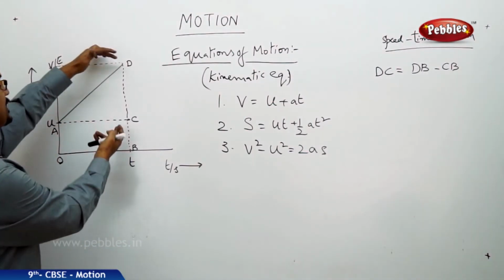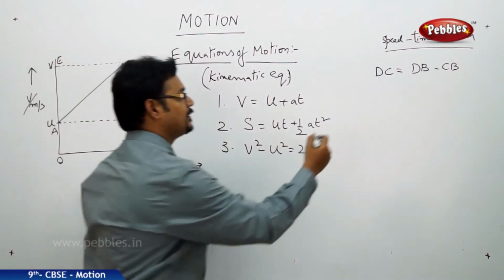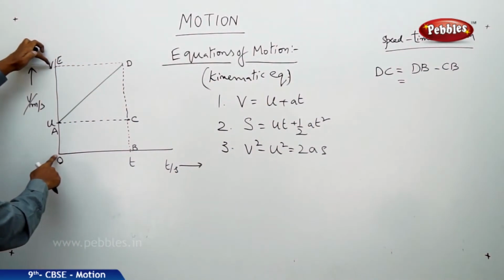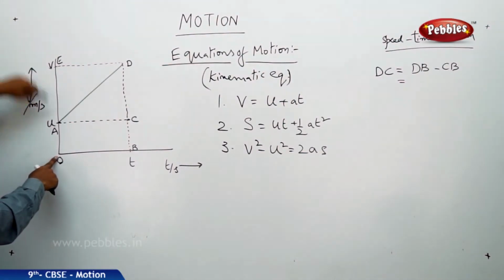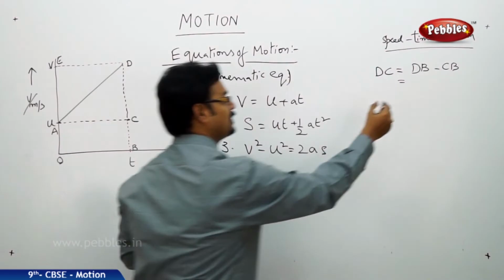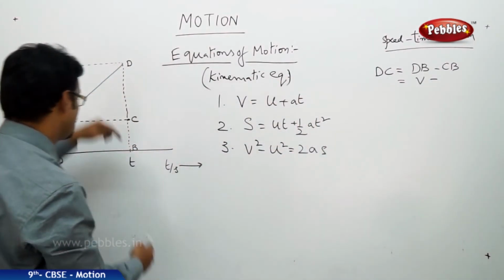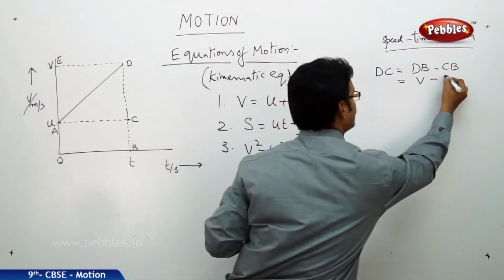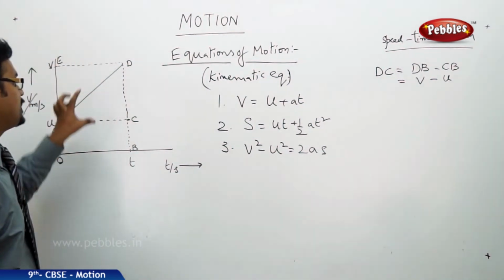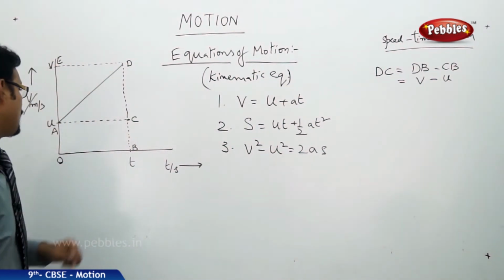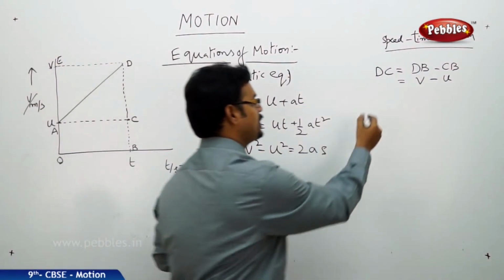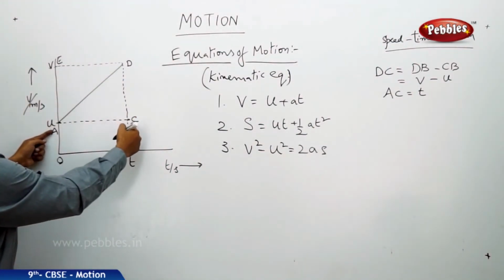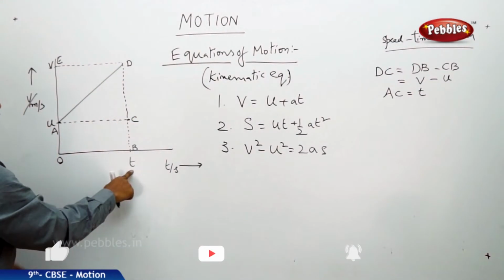Correct. Now what is DC here? To find DC, write the DB value. What is DB? See here, DB, 0 to V, that means the final velocity V, minus CB, 0 to U, so the difference is U, the initial velocity U. So DC is V minus U. Now take AC. I want the AC value. AC is nothing but T. Obviously from the graph AC is nothing but OB, the time taken, T.